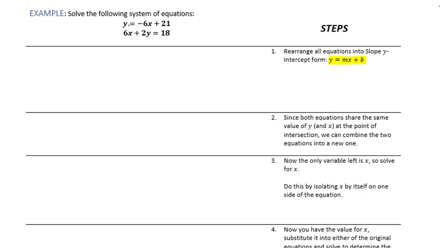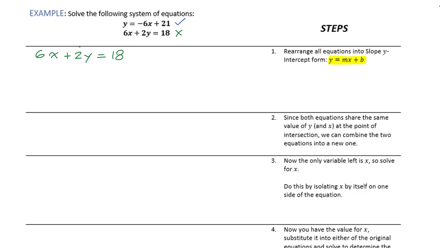Our first equation, y equals negative 6x plus 21, is totally fine. It's already in y equals mx plus b form. How do I know that? The y is isolated, right? That's the secret. We got to get y isolated. The next one, though, is not. So we need to isolate that. So let's bring it over here and check it out. 6x plus 2y equals 18.